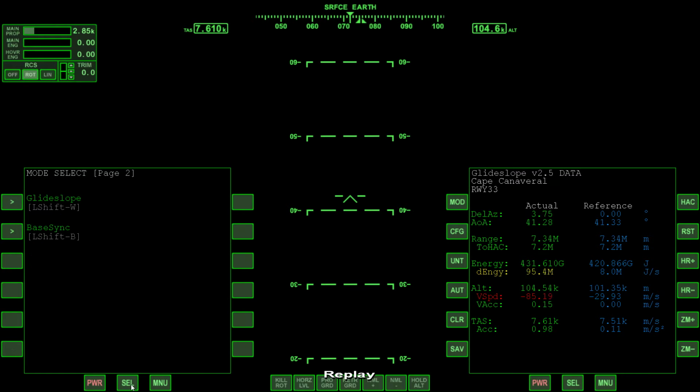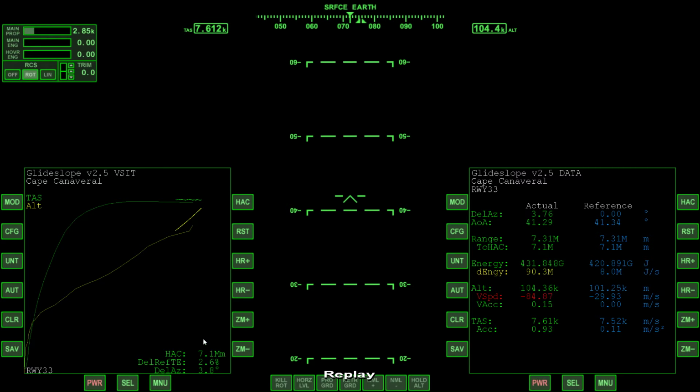Alright, let's hop back over to Glideslope over here, and let's take a look at this. So this is the vertical situation mode. You can press mode until you get to that. What we have here is our true airspeed. The green trace is our true airspeed reference, and the yellow trace is our altitude trace reference. So when I talk about reference, I'm talking about this is essentially our planned trajectory down through the reentry.